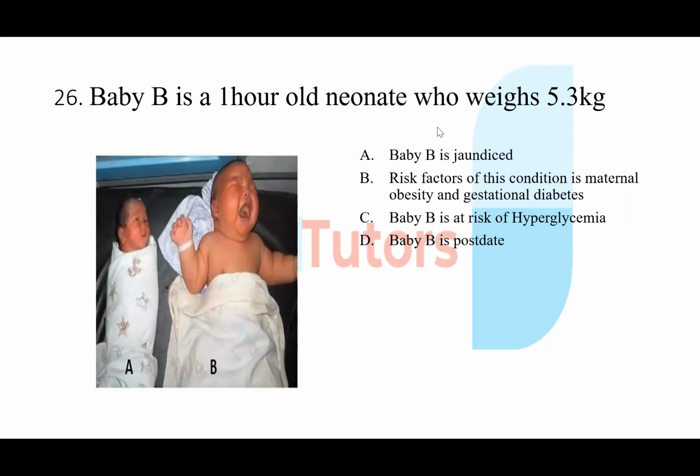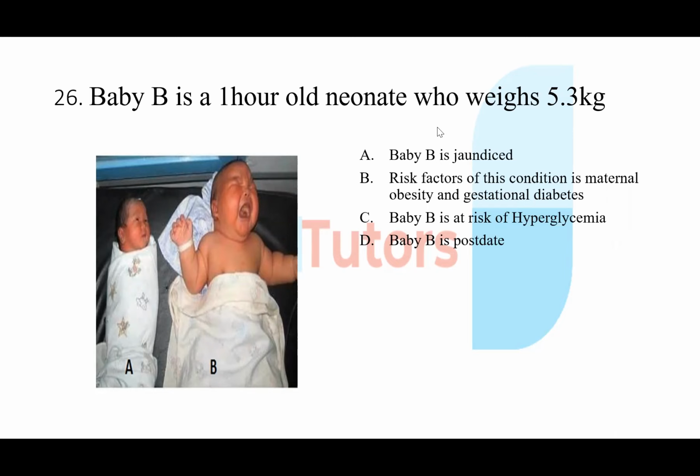Baby B is a 1-hour-old unit that weighs 5.3. The essence of the other baby is just to show the relative big size of baby B compared to a normal baby. So baby B is said to be 5.3, a big baby. So baby B is jaundice. Of course, from what you can see, you can't see jaundice.